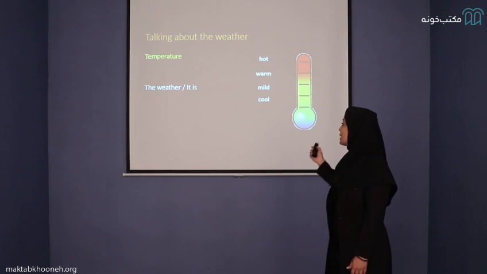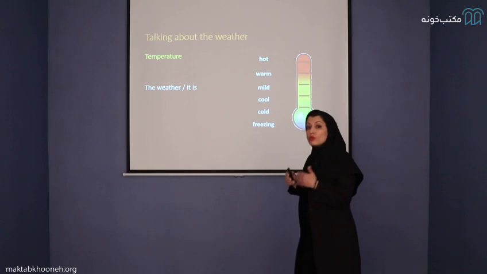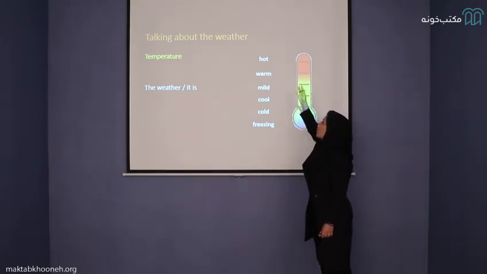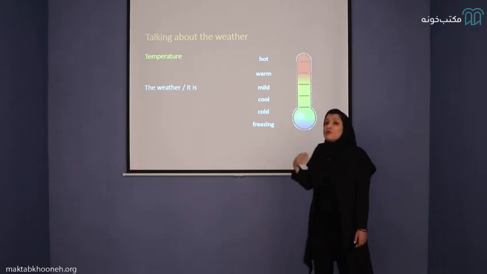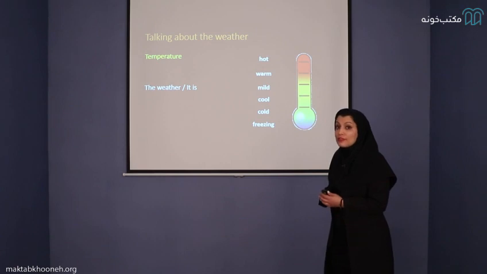Mild. Or we can say the weather is cool. The weather is cold. And the weather is freezing. Freezing means extremely cold. Very, very cold. So this is the range: hot, warm, mild, cool, cold, and freezing.